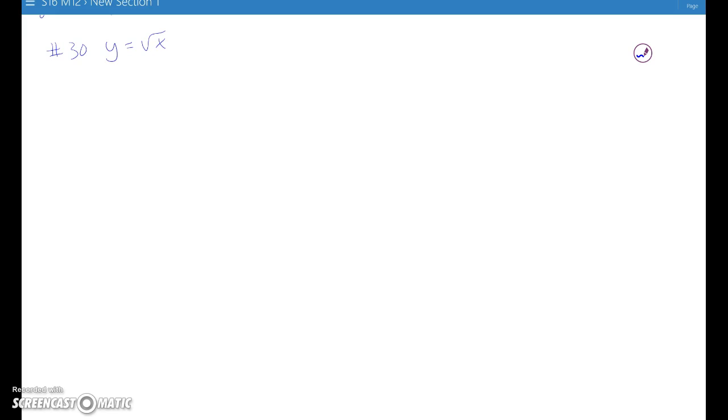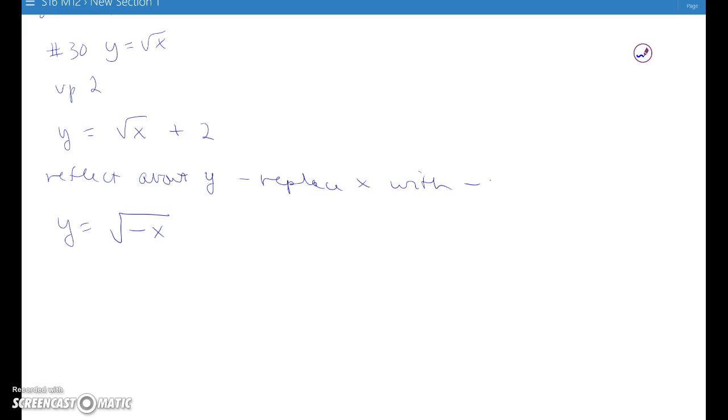And it says first shift it up 2 units. So that's the easy part. Square root of x, after the square root plus 2 to shift up 2. Now it says reflect about the y-axis. Well, we know that the way to do that is to replace x with the opposite of x. And then the last step says shift left 3 units.